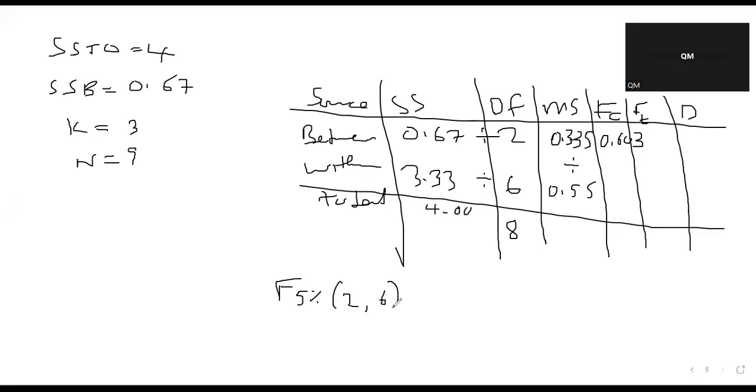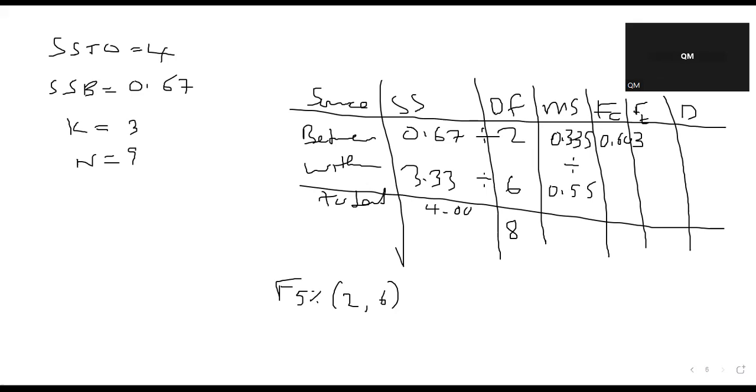Two, 6. The coordinates always come from the degrees of freedom. When you divide, which one is the denominator? You divide the between mean square by the within mean square, not the other way around. Okay, I was doing it the other way around. Right, then the F calculated is 0.6.